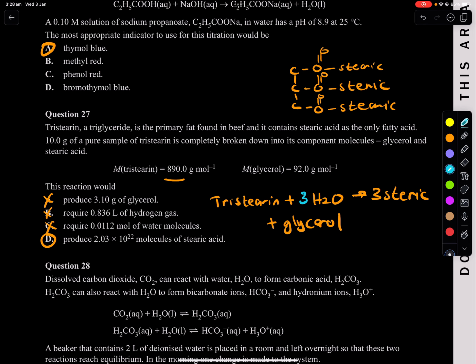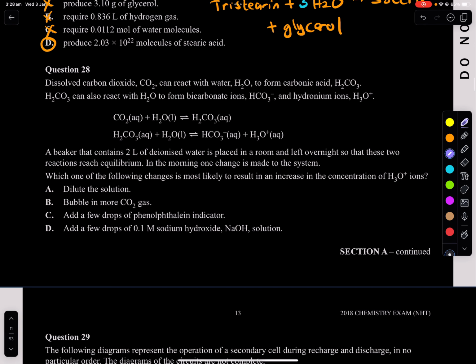That's nice. All right, question 28. Dissolved carbon dioxide, CO2, can react with water, H2O, to form carbonic acid. Carbonic acid can also react with water to form bicarbonate ions and hydrogen ions. And here are the reactions. A beaker that contains 2 liters of deionized water is placed in a room and left overnight so that these 2 reactions reach equilibrium. In the morning, one change is made to the system. Which of the following changes is most likely to result in an increased concentration of H3O+, the hydronium ions?